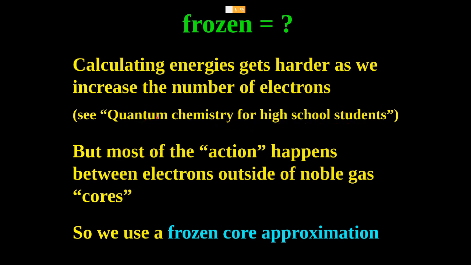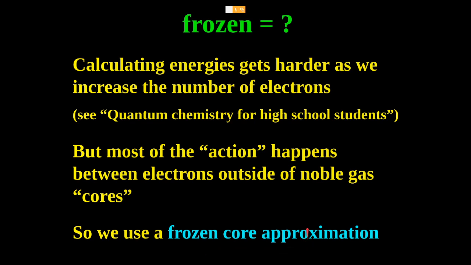But the fact that calculating energies gets harder and harder, in fact pretty much impossible as you get too many electrons, is not such a big problem, because most of the action happens between electrons outside of noble gas cores. I'm going to explain what that means in a second. Basically, if an atom is binding to another atom and forming a molecule, most of the action is happening in some of the electrons. Not all of the electrons play the same amount of role in that interaction. So we're going to use something called the frozen core approximation.